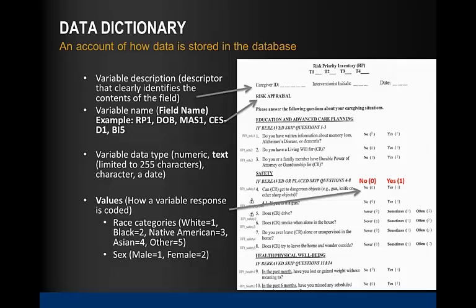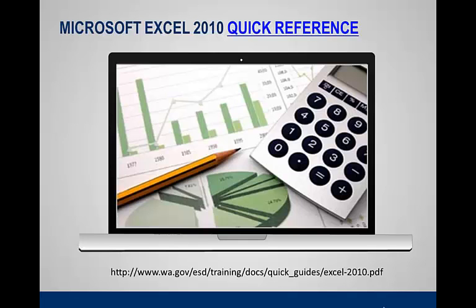Also listed on the data dictionary is the variable data type. Will you be working with numeric data, text, character, or dates? And then also the values are presented of how the values would be coded. For instance, for race categories, the numerical value 1 would represent white, 2 would represent black, 3 would represent Native Americans, 4 would represent Asian, and 5 would represent others. Same thing when you're working with gender variables. 1 would represent male and 2 would represent female.